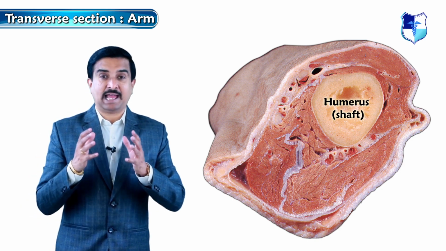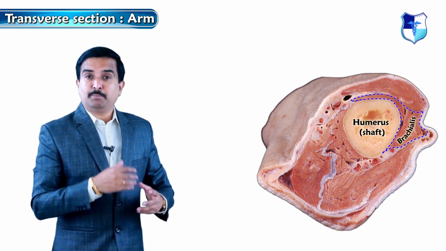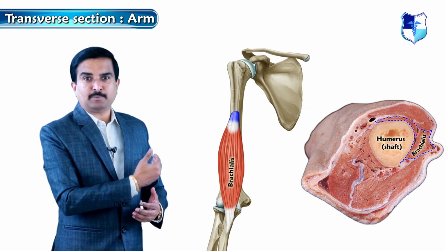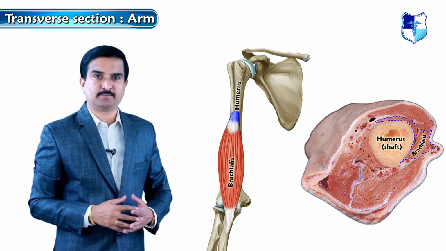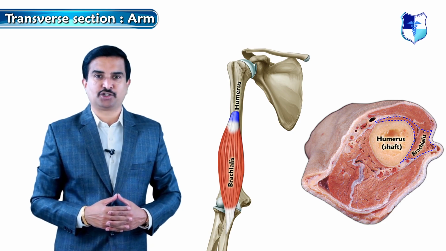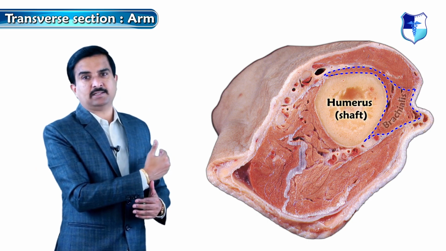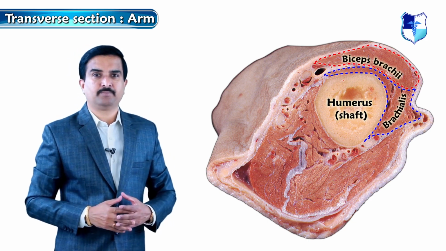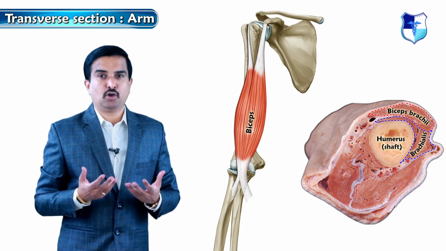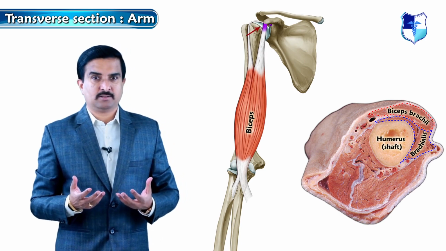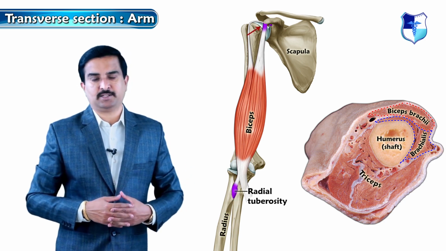The muscle which is adherent to the anterior surface is brachialis. The brachialis gets its origin from the lower part of the anterior surface of the shaft of the humerus. This we have studied anyways in osteology. Now the muscle which is superficial to the brachialis is the biceps brachii. The biceps muscle has no attachment on the humerus because it gets its origin from the scapula and inserts into the radius, at the radial tuberosity.